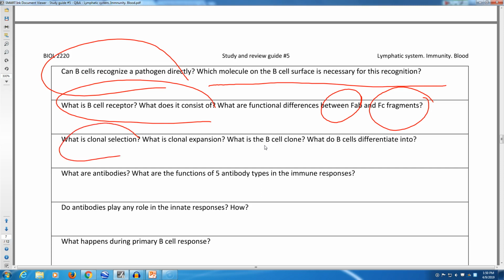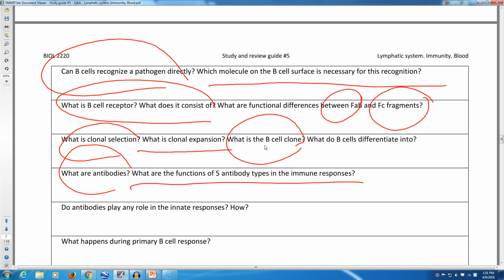Clonal selection, okay, we discussed it. Everybody's clear about clonal selection. It's the process of antigen recognition. What follows clonal selection? Clonal expansion. That's the proliferation and differentiation of B cells. Does that make sense? So we call the entire population of B cells with the same receptor a B cell clone. And B cells differentiate into plasma cells that produce antibodies. For antibodies, you need to know 5 types. Any questions on those 5 types?